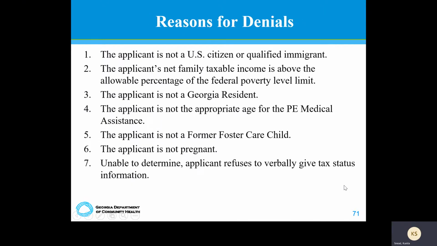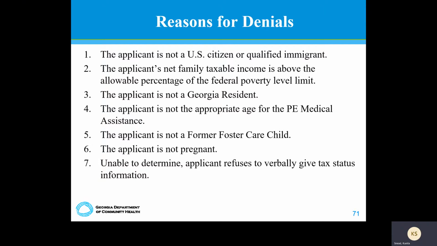So now we're going to get into the reasons why someone can be denied. There are 7 reasons. Of course, if they're not a U.S. citizen or a qualified immigrant, if their income is over the income limit, if they are not a Georgia resident, remember if they're not the appropriate age that we talked about, the 19 through 64, and not pregnant, not blind, not disabled. If they're not a former foster care child, meaning they don't fit the former foster care criteria.